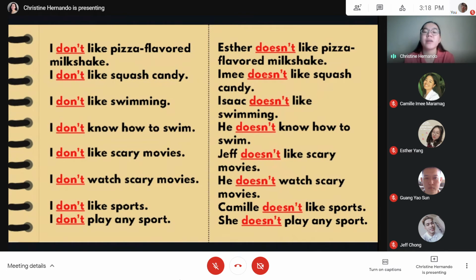As you can see, it is preceded by an auxiliary verb, so it stays in its base form. So did you notice the same thing, that main verbs are in their base form? Because we do not have anything attached to them. We do not have a D or an ED or an S. Right? Did you notice that? I don't like pizza flavored milkshake. I don't know. I don't watch. I don't play. Did you observe the same thing? Did you see that, guys, in our sentences?